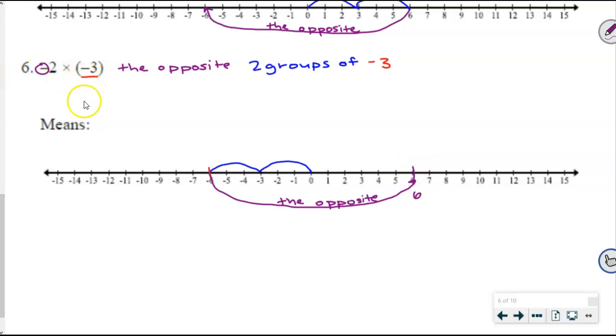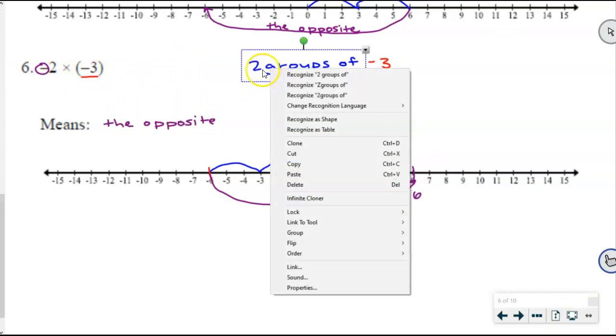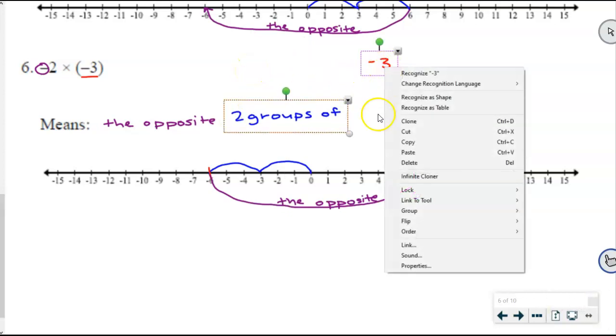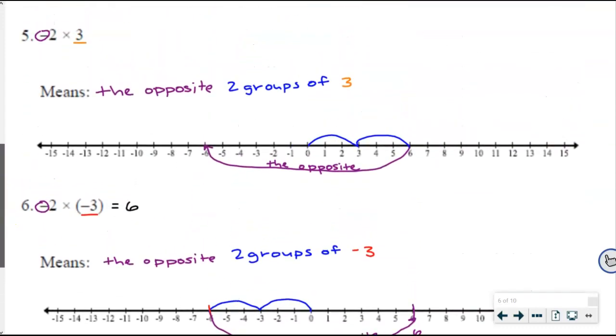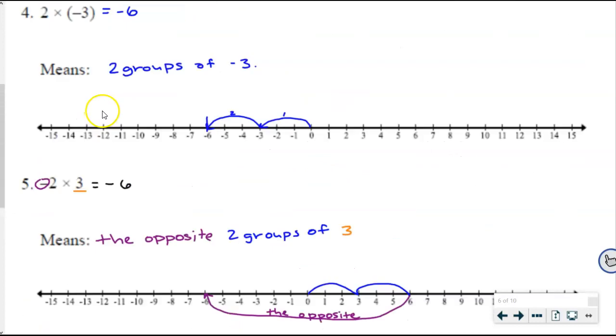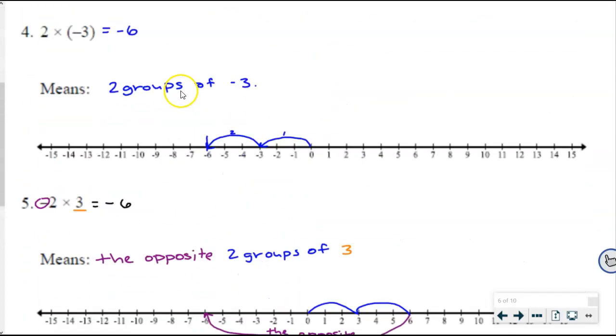So -2 times -3, all of that should have been down here, is equal to a +6. Did I fill in the answers on the other ones? The opposite of 2 groups of 3. 2 groups of 3 is 6, and the opposite of that is -6. And I caught it on the other ones.